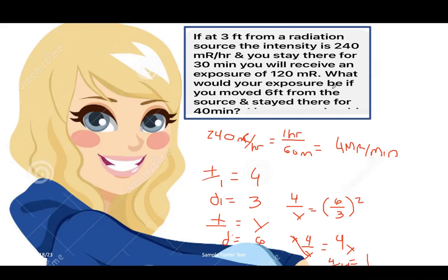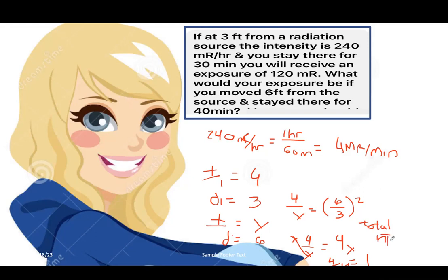So what would your exposure be if you moved 6 feet from the source? We know it's going to be 1 milliroentgen per minute, and we stayed there for 40 minutes. Well, total intensity, the formula is dose times time.